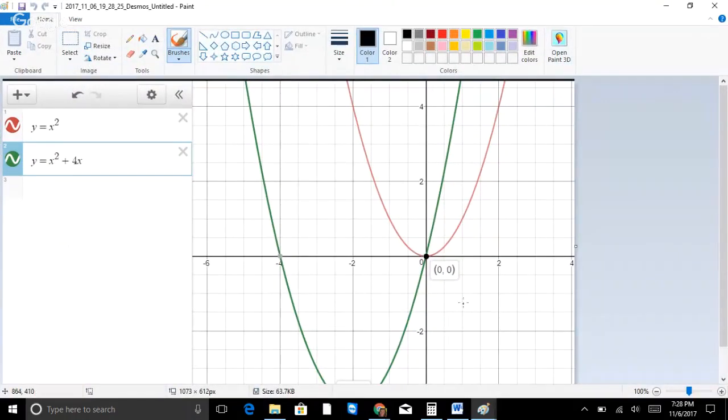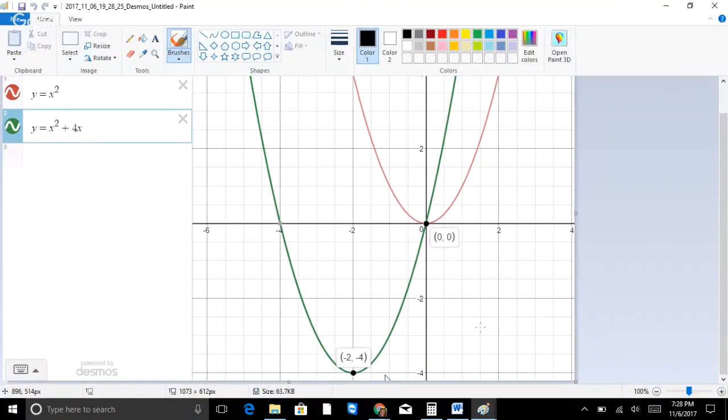So here is that graph that we were just looking at, okay? And if you remember, I said that the vertex is the highest or lowest point. So in this case, we have a vertex at 0, 0 for the red graph, and the vertex of the green graph, the one that we have the plus 4x, is at -2, -4, okay? So if we look at the red graph, we know our vertex is right here, and our axis of symmetry is right along here. It's pretty easy, right? If I go to my green graph, I know Desmos actually tells me where that's at.